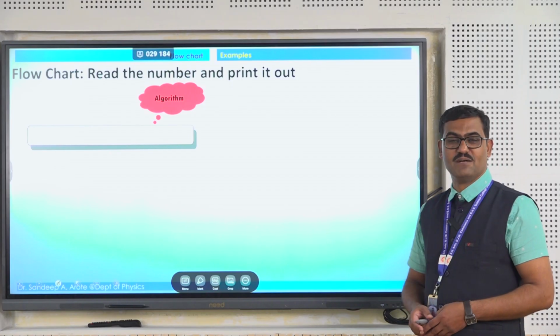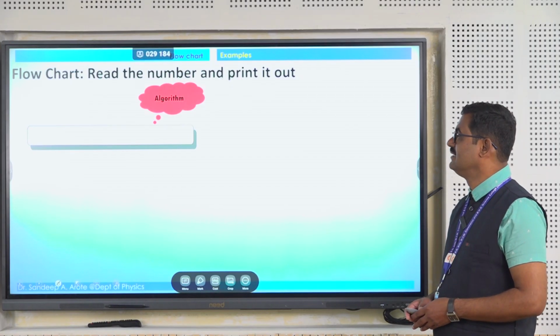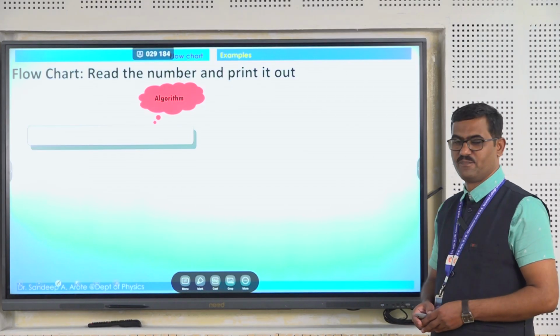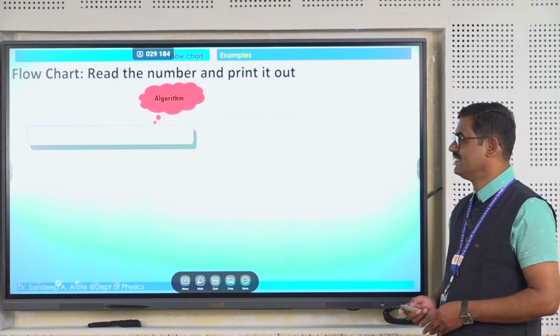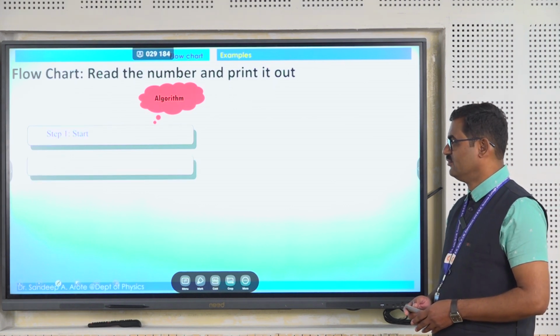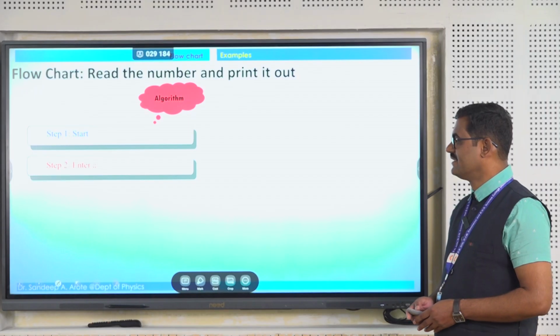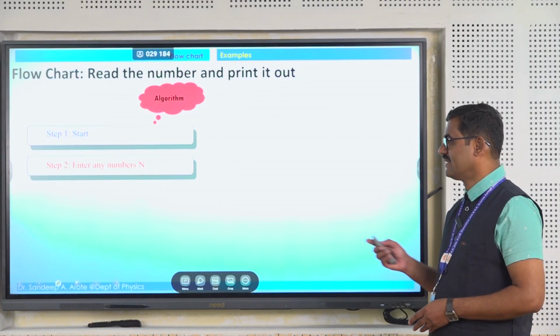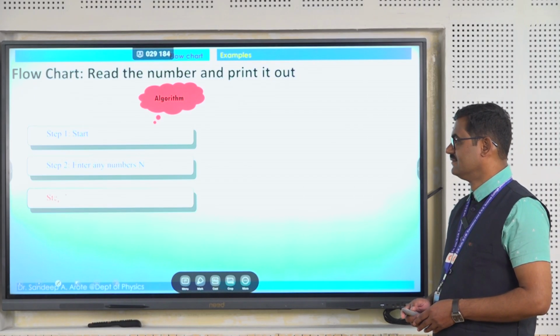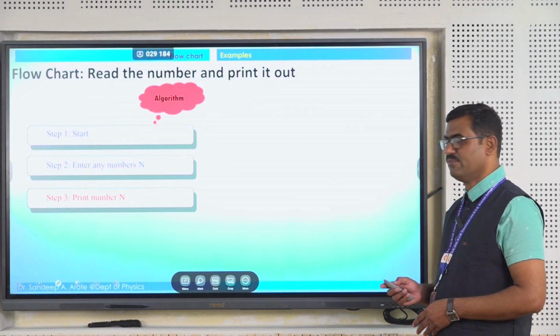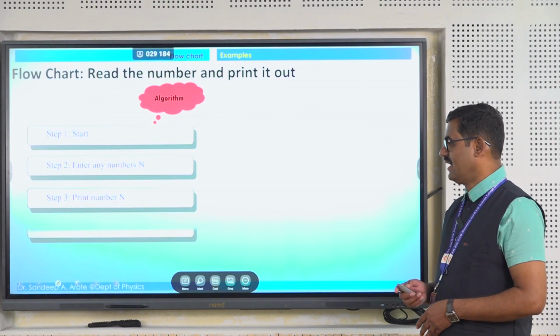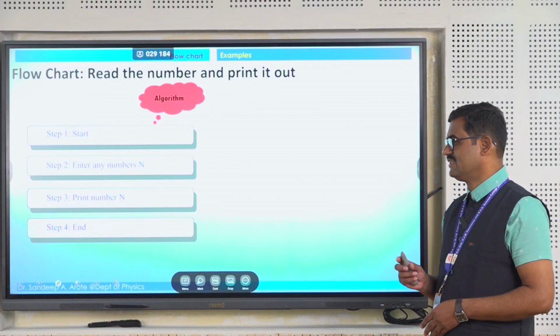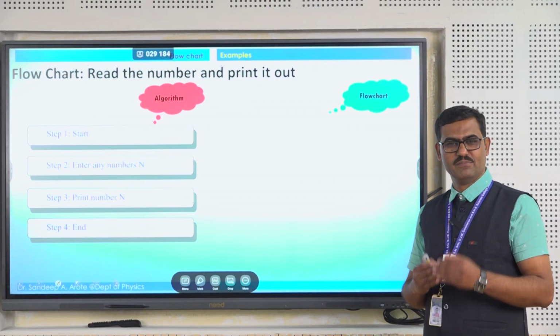Now let us see some examples. So the first example is to read a number and print it out. First we will see algorithm for this. So the first step is start, as we know. The second step is read the number. So enter any number n. Then third step is print whatever number you have taken as the input. And fourth step is stop. So this is a very simple algorithm to take a number and print it.